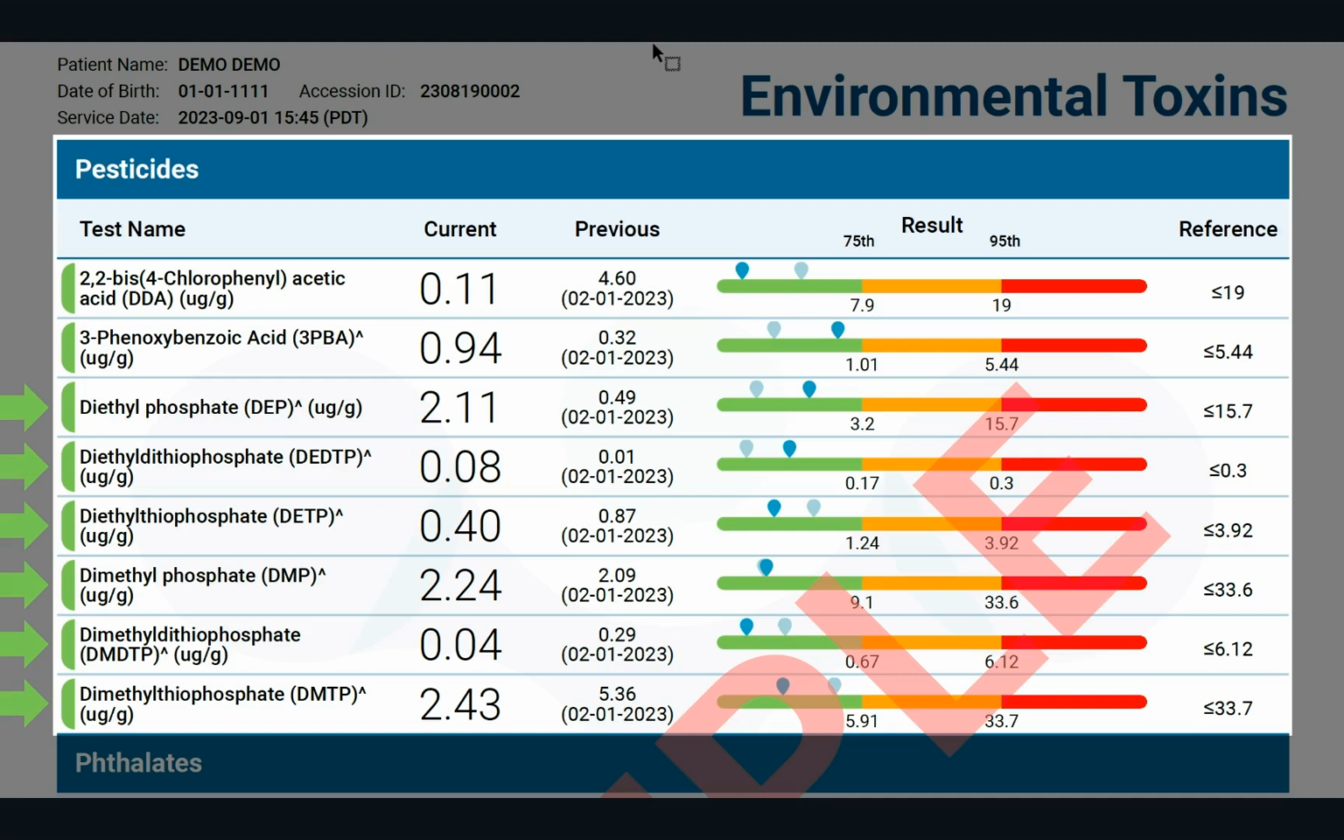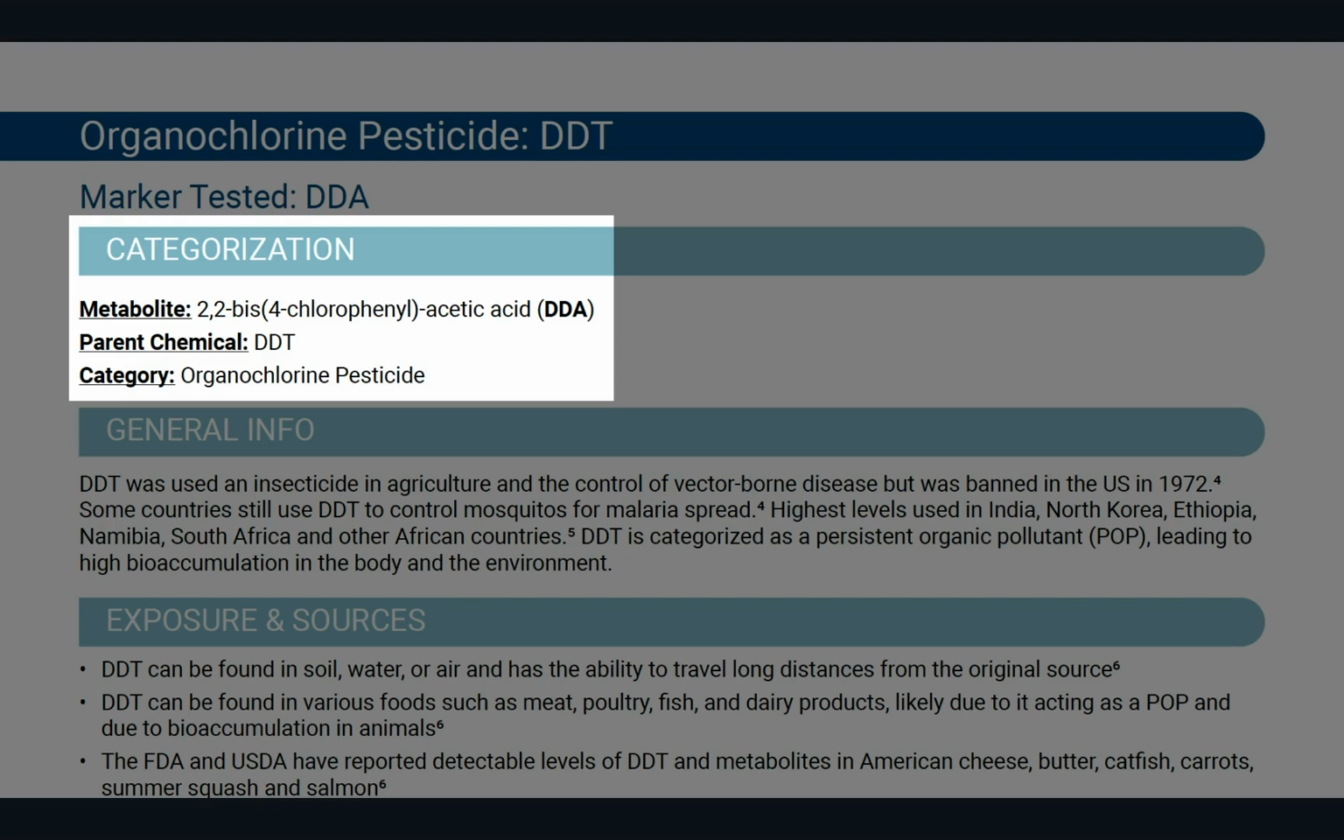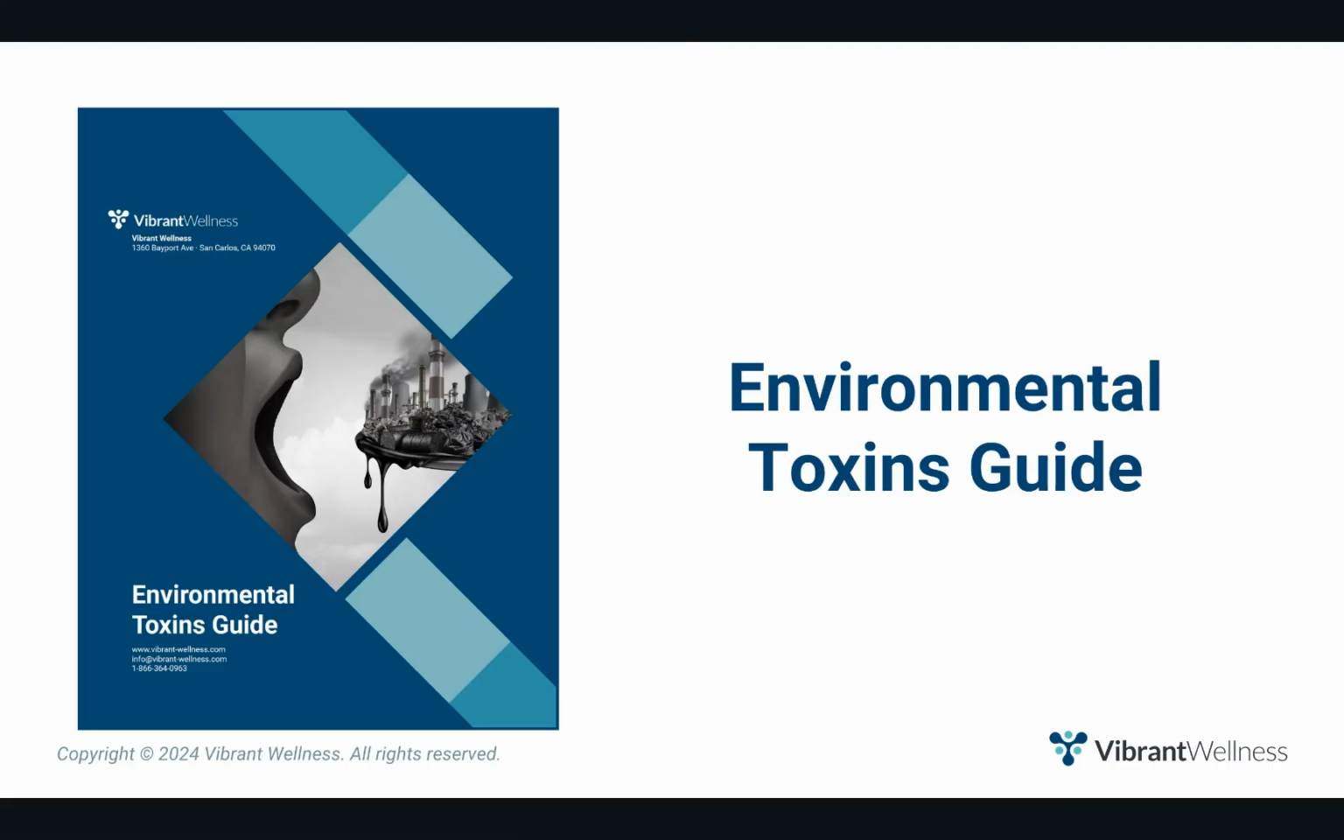Pesticides are a group of chemicals used for the destruction of insects, weeds, fungi, and bacteria, and this includes organophosphate pesticides, the pyrethroid pesticides like 3-PBA, and organochlorine pesticides like DDT. Note that DDA is a metabolite of DDT. In fact, many of the markers on the environmental toxins test are metabolites of the parent compound. This indicates that the toxin entered the liver, underwent biotransformation via phase 1 or phase 2 detoxification, and then ended up in the urine as a metabolized component. You can check out the Environmental Toxins Guide to learn more.